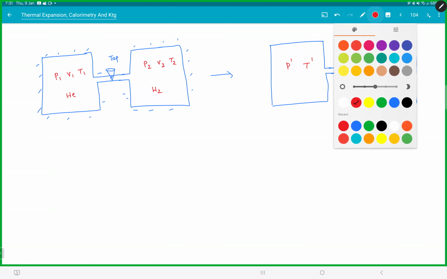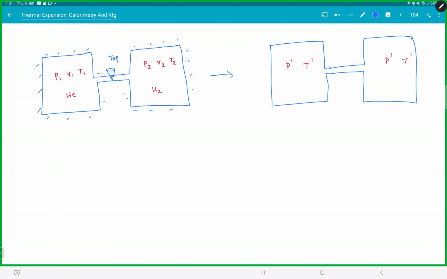Now what remains same in this thing? In this entire process of mixing, what remains same? Number of moles. Moles can't change, no? So here how many moles are there? N1 will be P1 V1 by RT1. Here the number of moles is N2, P2 V2 by RT2. Here I can use my ideal gas equation: P dash, V1 plus V2 total volume, total number of moles N1 plus N2, into RT dash.